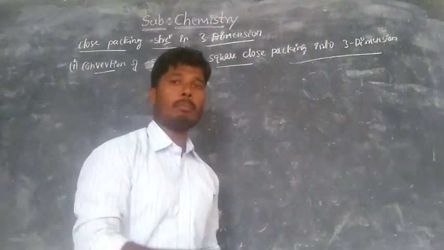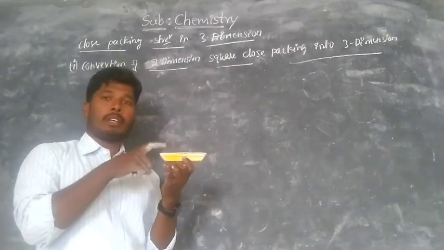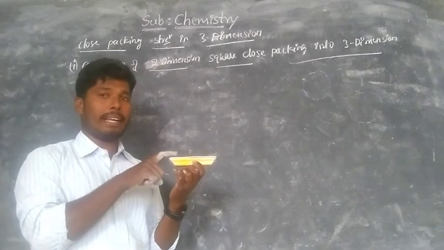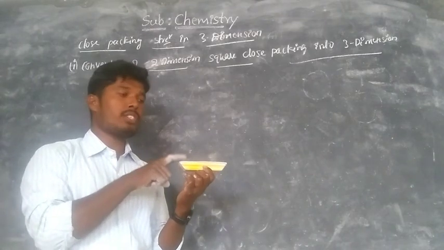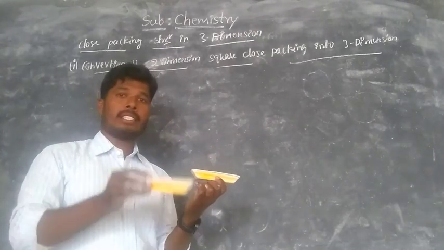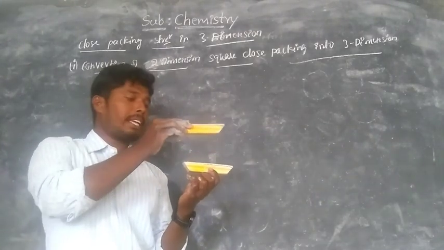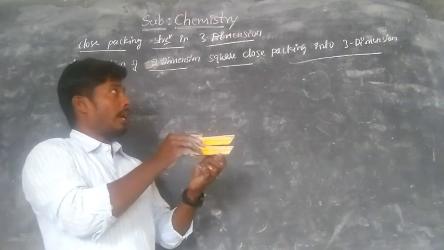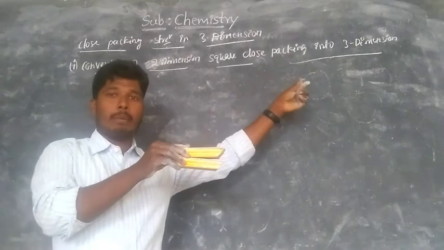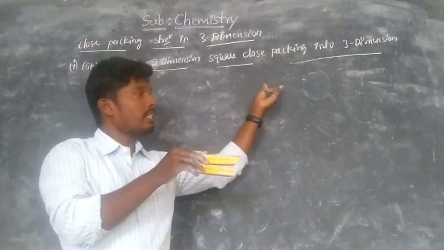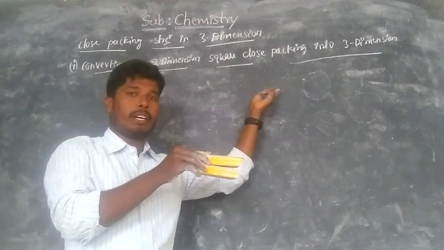Let us assume this is the previous square closed packing layer. Previous means first square closed packing layer, and the second square closed packing layer is placed exactly over it. You get a square closed packing in three dimension. This is the arrangement you can see in simple cubic crystal lattice.